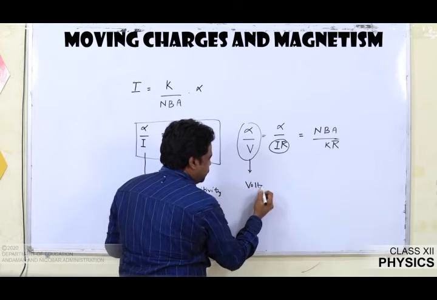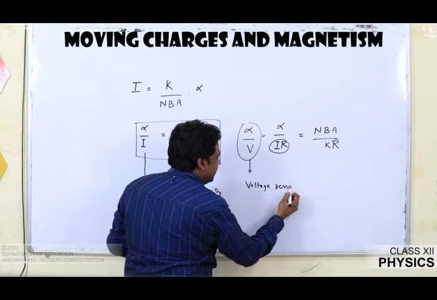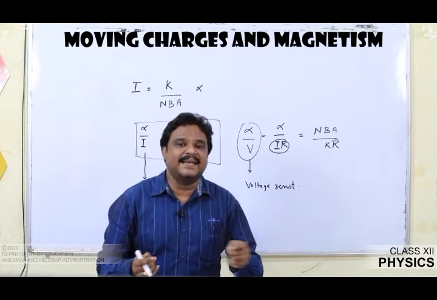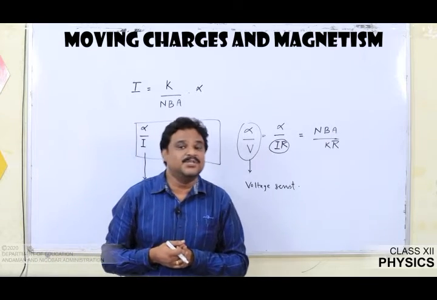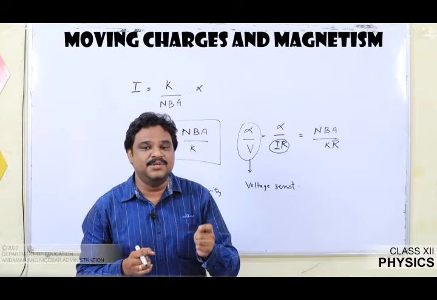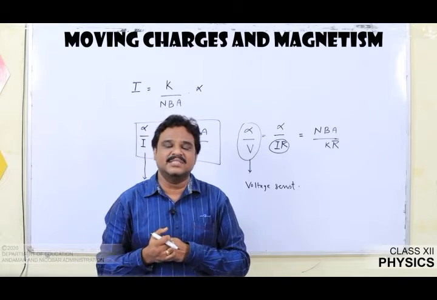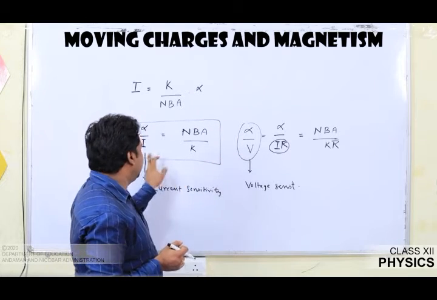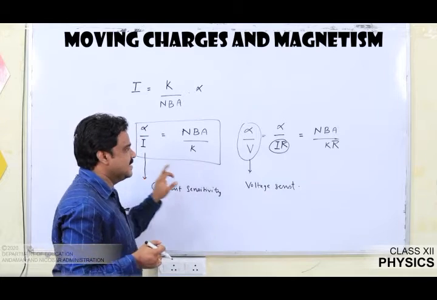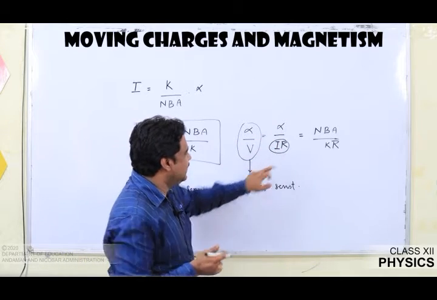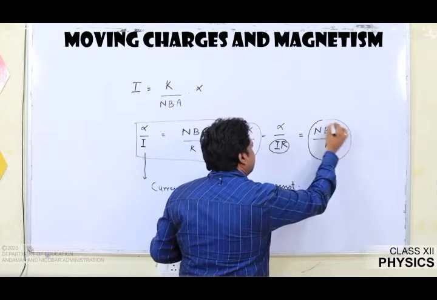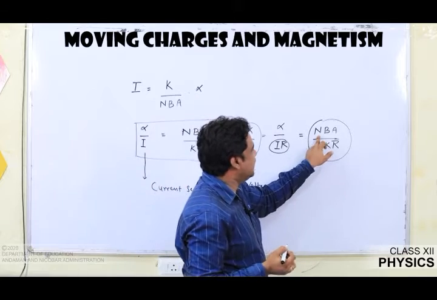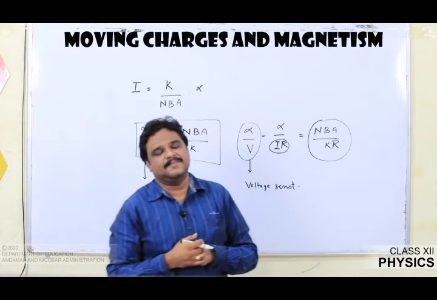And this is termed as voltage sensitivity. So once again, what is voltage sensitivity? It is the deflection produced when a unit voltage is applied across the ends of the coil. Mathematically it is alpha by V. How do we arrive at it? By multiplying R in the denominator of current sensitivity, that is alpha by IR. So ultimately we get a formula for current sensitivity as NBA by K, and for voltage sensitivity, NBA by KR.